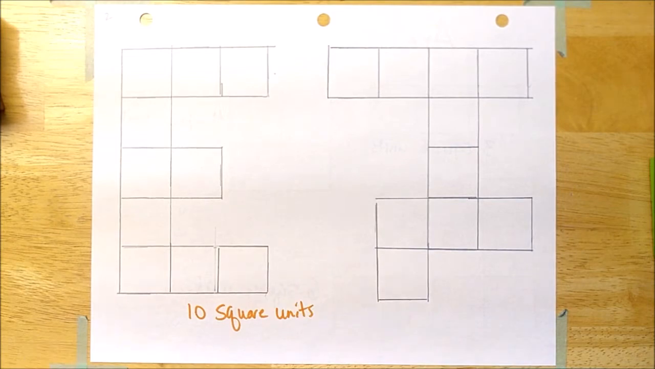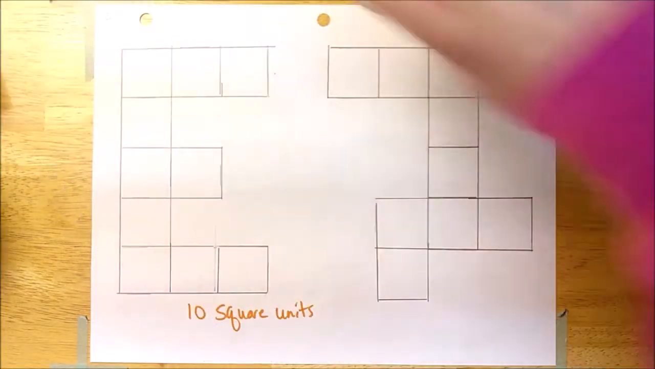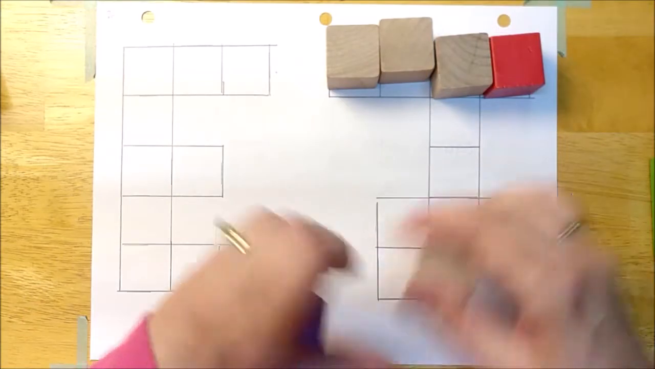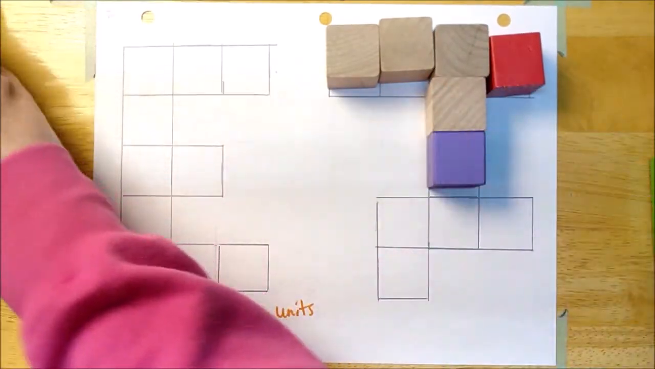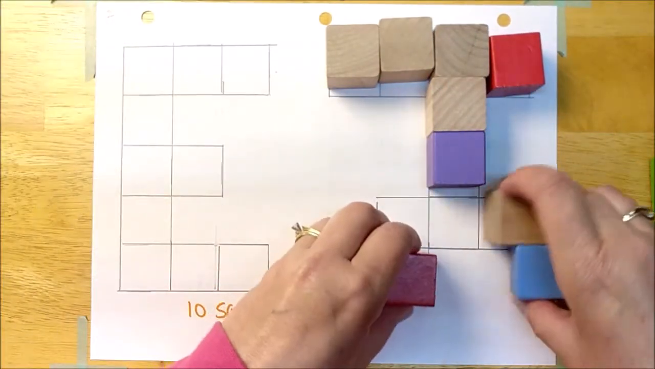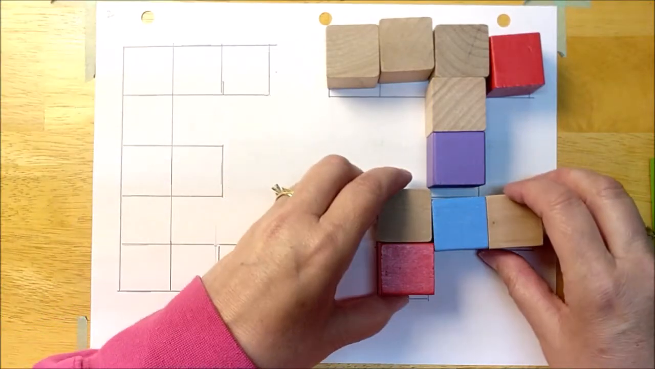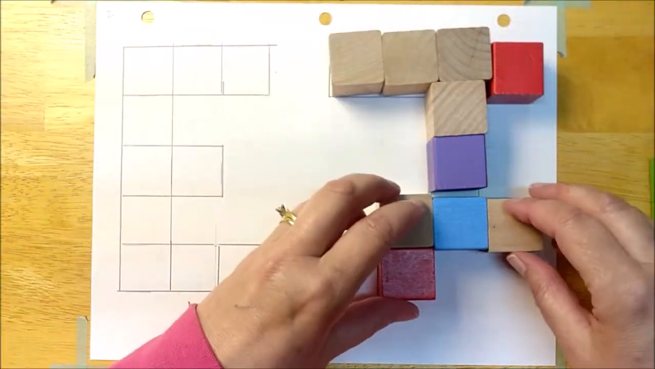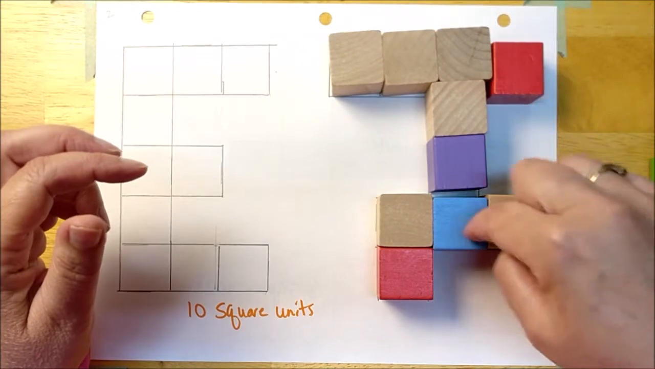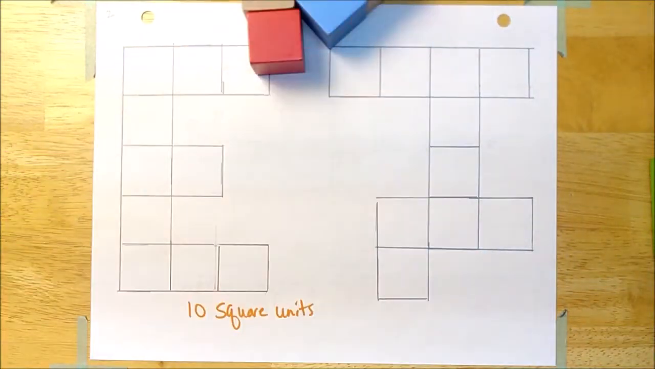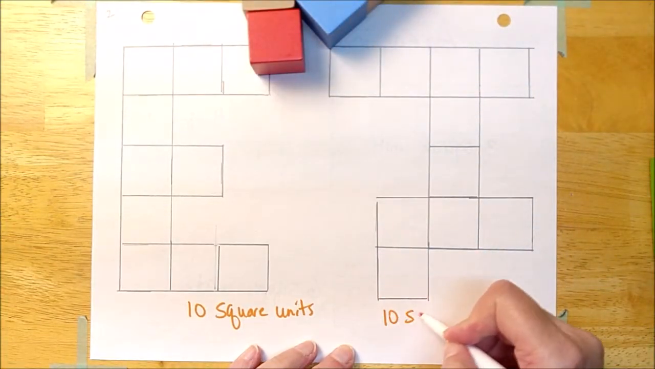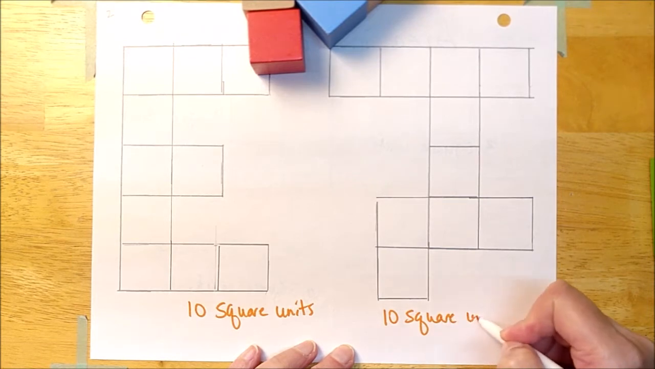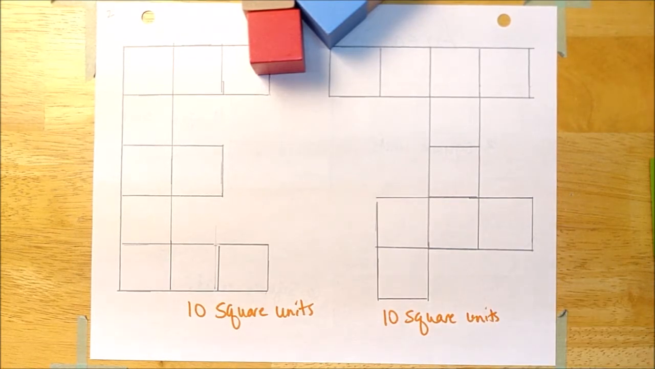For this one, I could put my blocks back on there again, and I would see that this one has 1, 2, 3, 4, 5, 6, 7, 8, 9, 10. That one has 10 square units as well. Oh, that was fun.